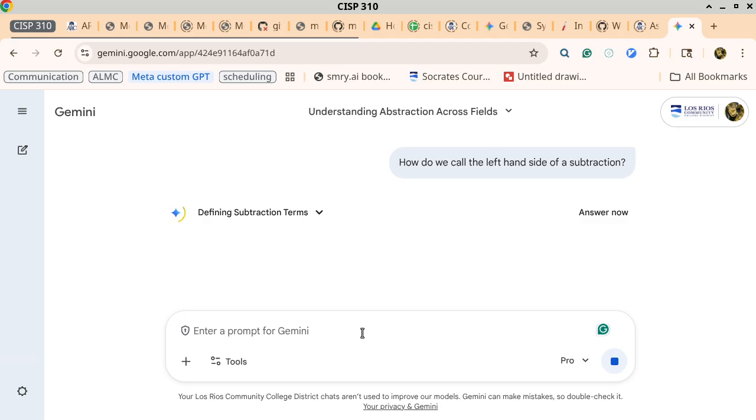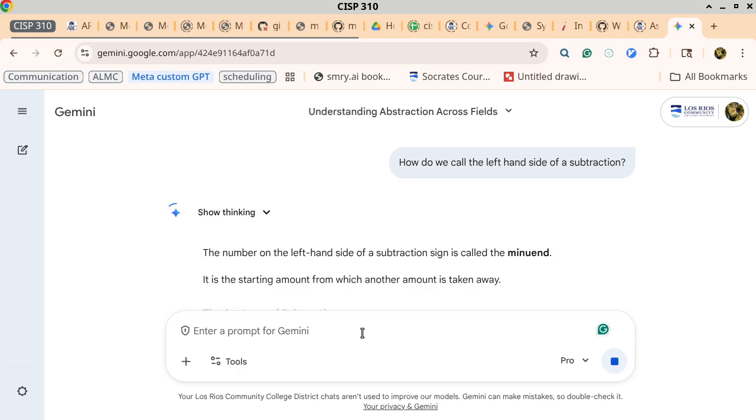This is why AI is dividing people even more than before AI. People who want to learn, they learn more and faster. And people who want to use AI as a shortcut, they are learning less and less. They're exercising their brains, their minds, less and less. So the left-hand side is called the minuend, and let's see whether Gemini is smart enough to know what I will be asking next, or automatically answer the question about the right-hand side also.